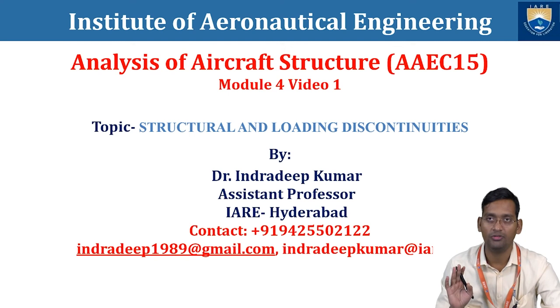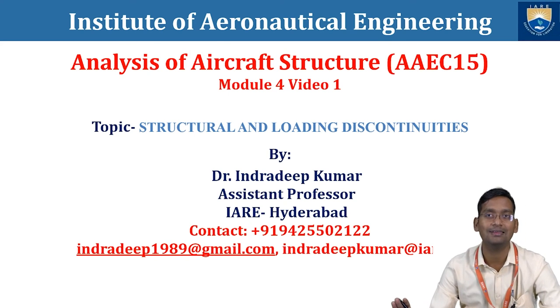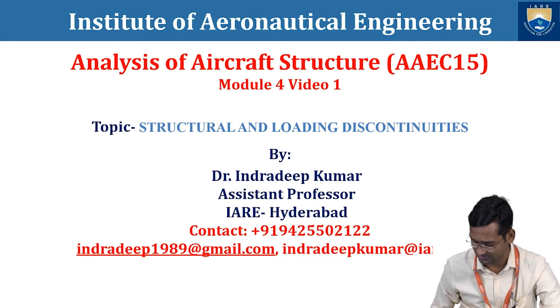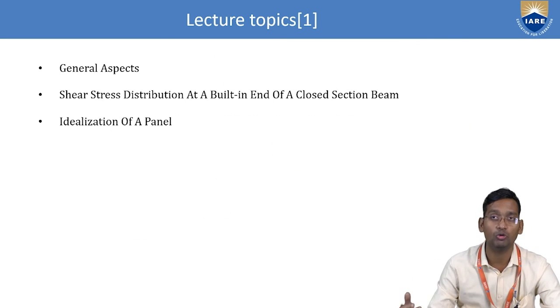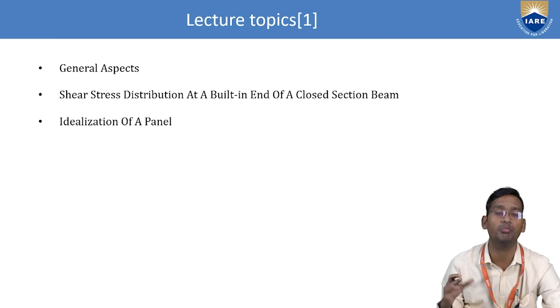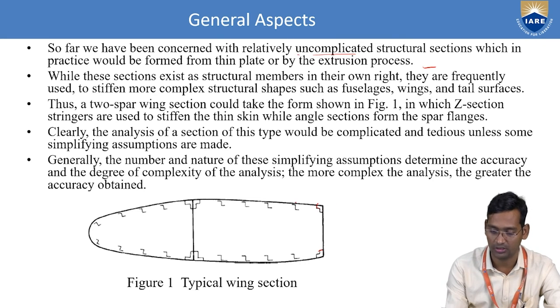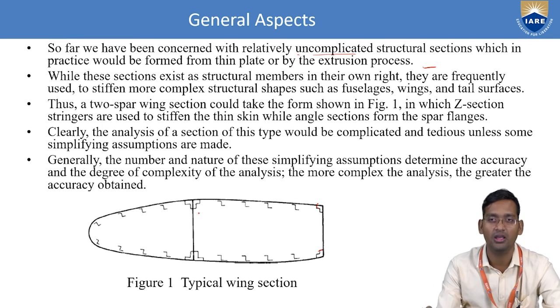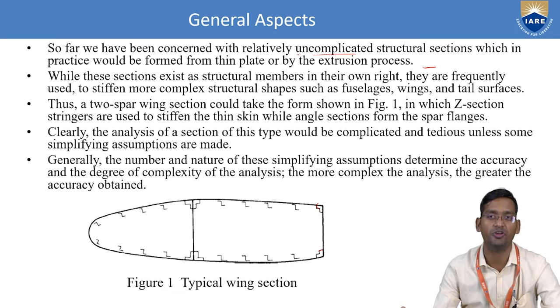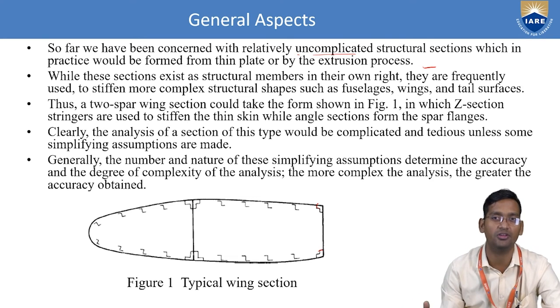So now what we will see? We will see structural loading and discontinuities, meaning how to find the shear stress in a closed section or wherever the structure is difficult or complicated. That is what we had seen till last time. If this is a complicated structure having the stringers and the spars, how do we simplify that area and find the shear stress distribution?